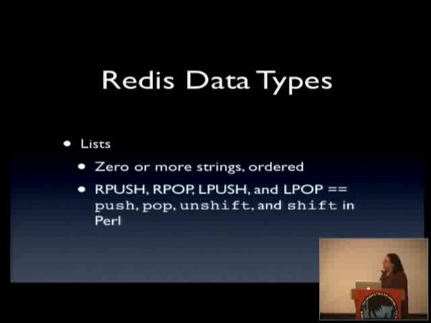Lists are analogous to Perl arrays. You can have 0 or more items in a list. They have an order. Redis has commands called rpush, rpop, lpush, and lpop. The R's and the L's stand for right and left if you're reading the list from left to right. If your native language is Hebrew or Arabic, you might find that confusing, but these are analogous to push, pop, unshift, and shift in Perl.